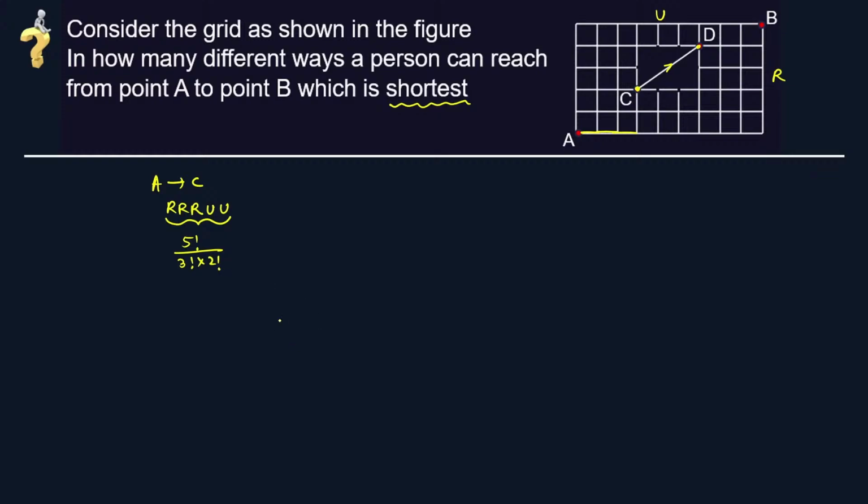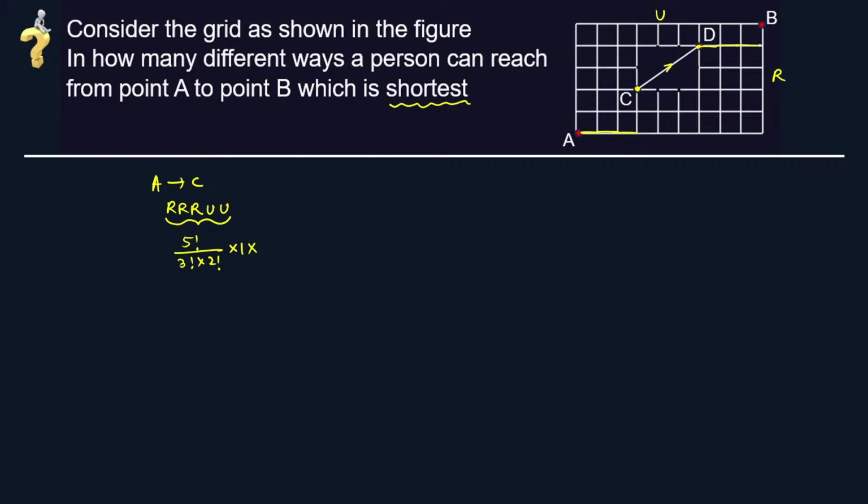Is it clear? So now the person has reached from A to C. Now from C to D, there is only one path. That is the shortest one. Is it clear? Now from D, he will reach B. In how many different paths does he have to take?